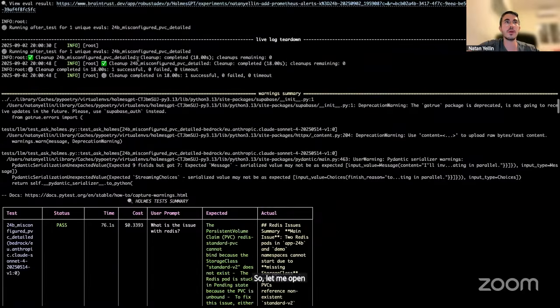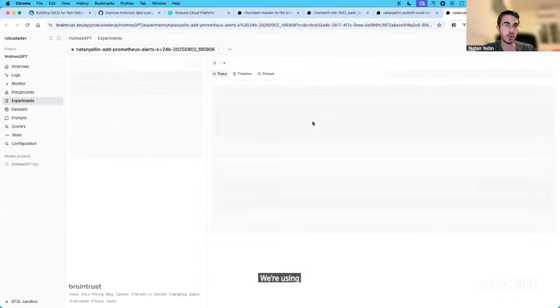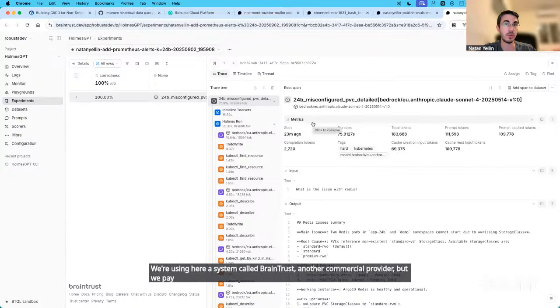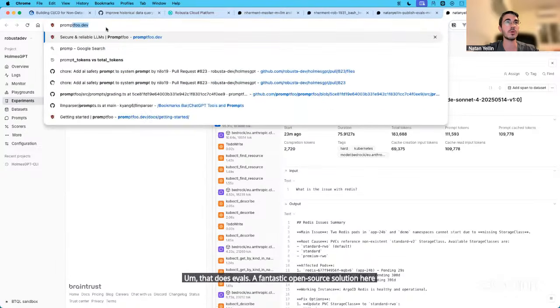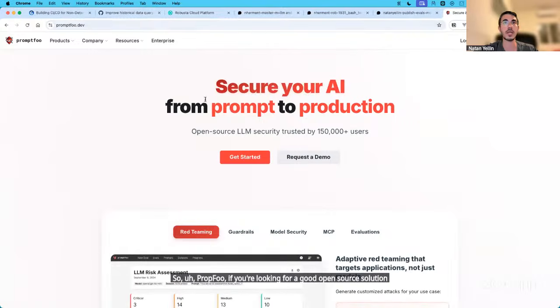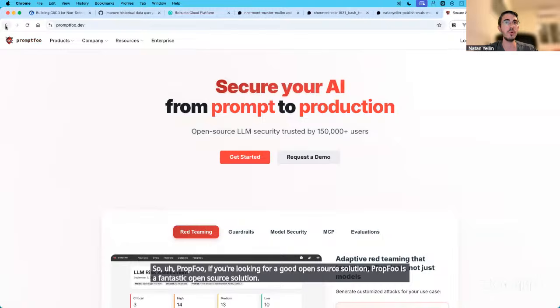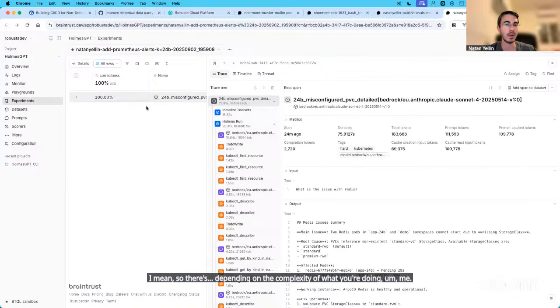So let me open up just the results to show you an example of this. We're using a system called Braintrust, another commercial provider, but we pay them. I'm not affiliated with them. A fantastic open source solution here is Prompt Foo. If you're looking for a good open source solution, Prompt Foo is a fantastic one. We moved away from Prompt Foo because we wanted to do evals as code instead of evals as YAML. It's kind of like moving from Kubernetes manifests to Terraform. Depending on the complexity of what you're doing, you might want different solutions, but Prompt Foo is a really good open source solution to get started with.